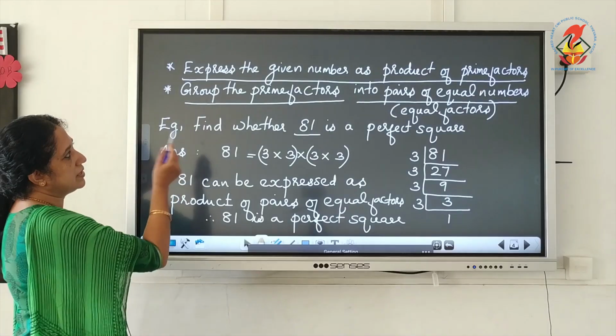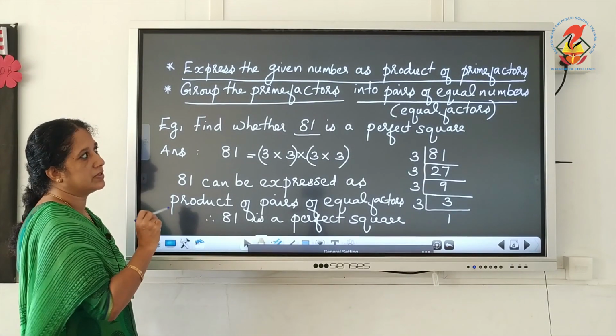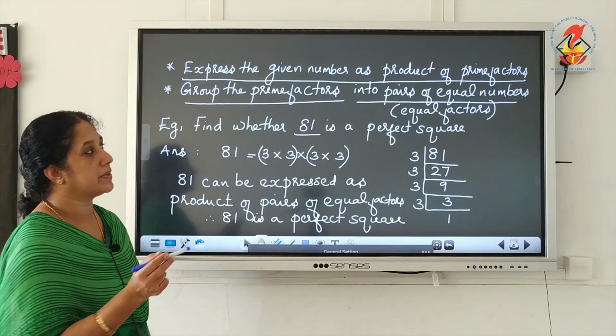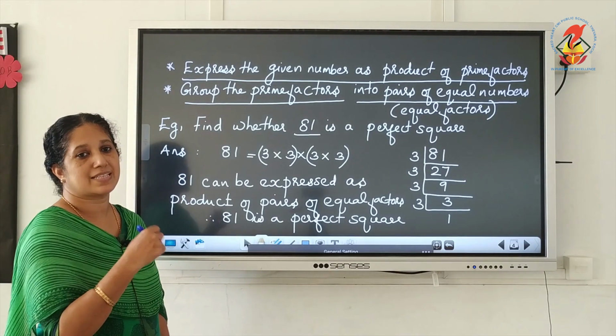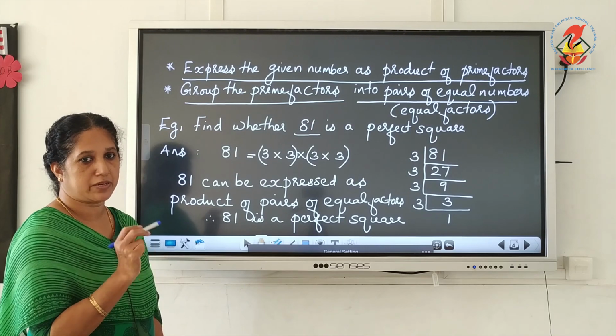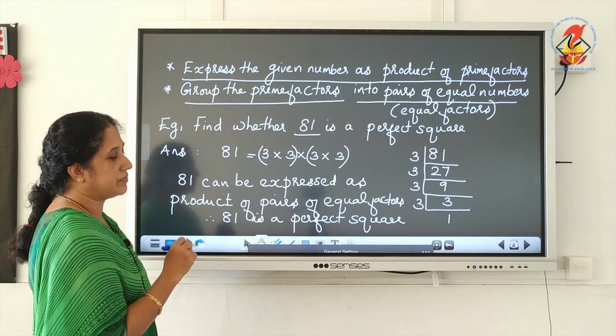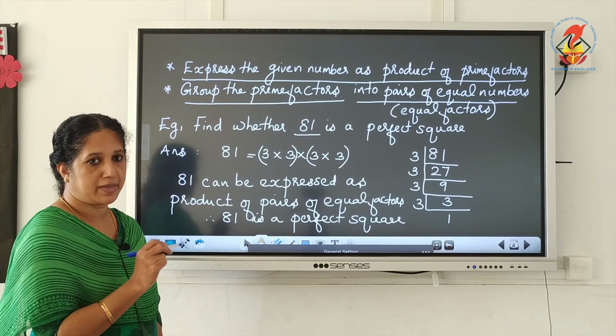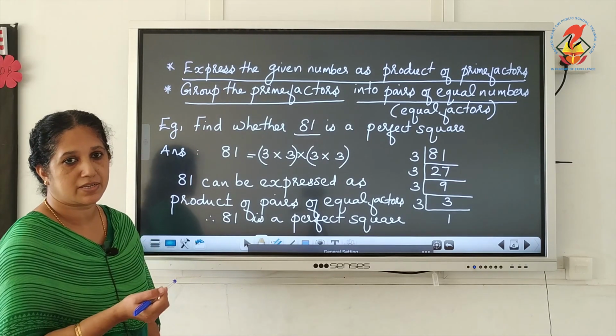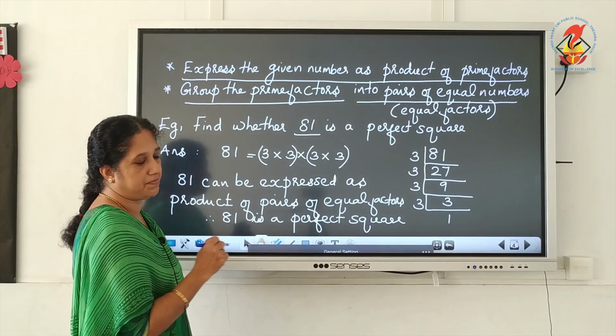Okay. So there are two steps. First step, you have to express the given number as the product of prime factors. Second step, you have to group in pairs of equal factors, and if the grouping is complete, it will be a perfect square, otherwise it is not a perfect square.